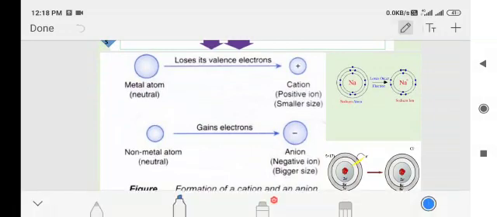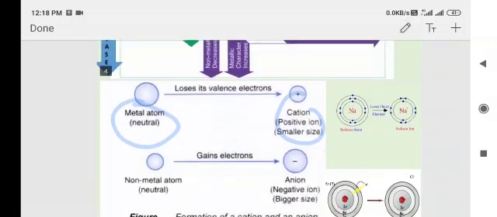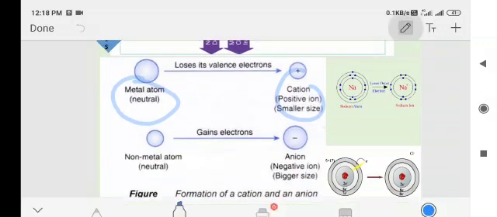Through this page, we are going to compare a metal atom and its ion. By comparing them, we have to say which is bigger and which is smaller. Here you need to concentrate a little bit, so children, focus seriously.